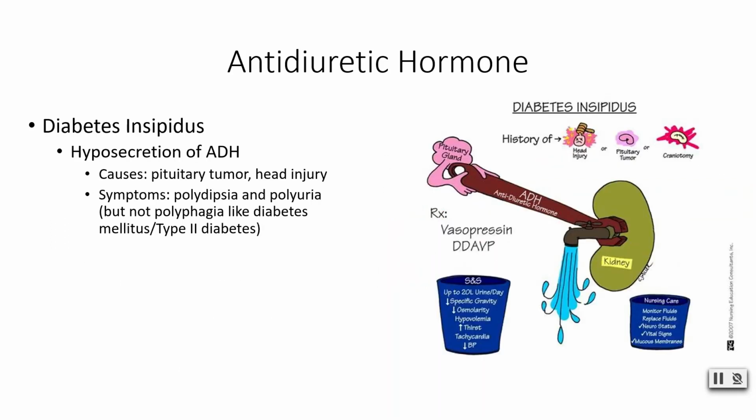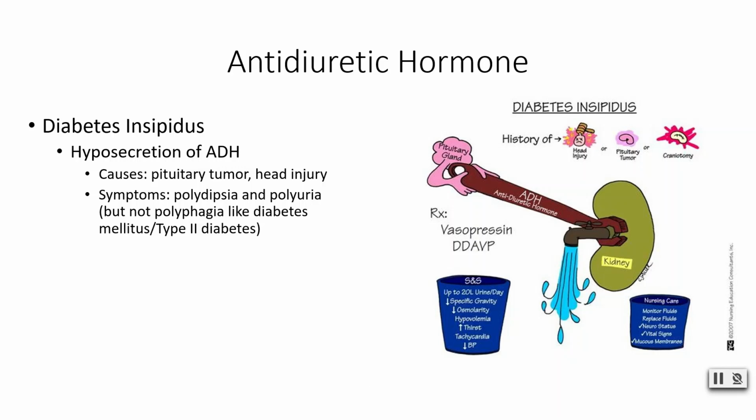Things can go wrong. You could hyposecrete ADH. You could have a pituitary tumor, you could have a head injury, something like that. If you do not secrete enough ADH, you are going to have some common symptoms. Polydipsia, polyuria. So you're going to drink a lot and you are going to pee a lot. One symptom you won't see is polyphagia.